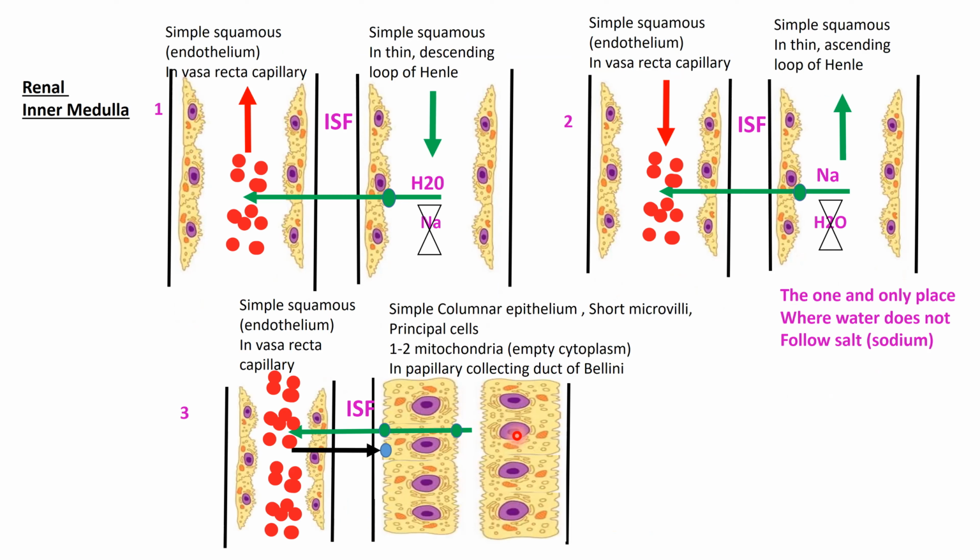The next image now just summarizes for you the epitheliums. And technically, simple squamous endothelium, simple squamous epithelium that you don't call endothelium in the loop of Henle. Same thing on this side. And here again, endothelium looking at each other with a simple columnar epithelium with short microvilli, empty cytoplasm called principal cells. So you know where you are.